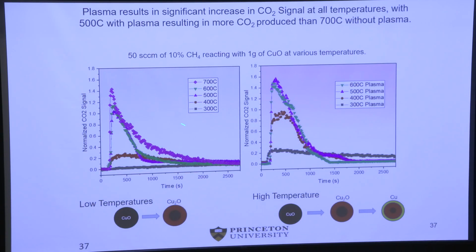You can do a comparison between reforming without plasma or with plasma. You can see at 300 Kelvin with plasma, you get a lot of CO2 formed, and at 400 Celsius also. This is with the copper oxide. At low temperature, you see copper oxide reduced to Cu2O, and at high temperature they go to copper. You can clearly see this in the pictures of the different colors. Again, what I'm trying to say is that using plasma, you can reduce the chemical looping temperature, and that enhances the oxidation process.